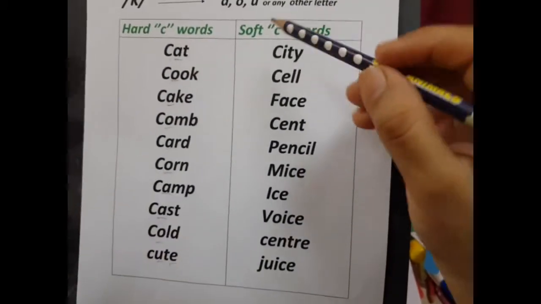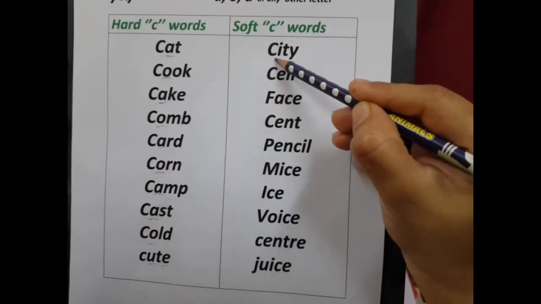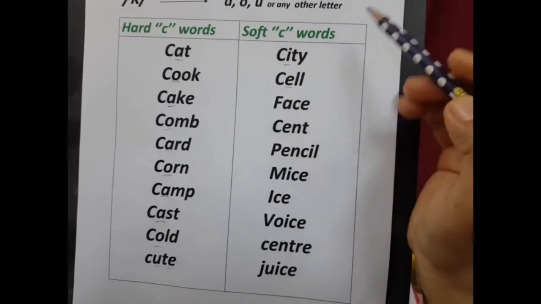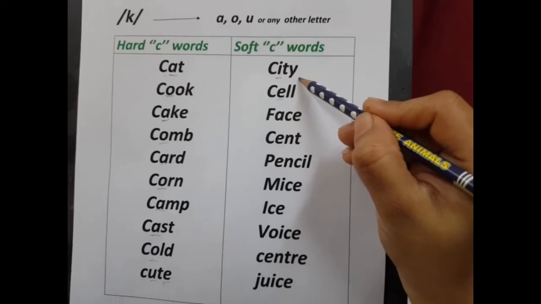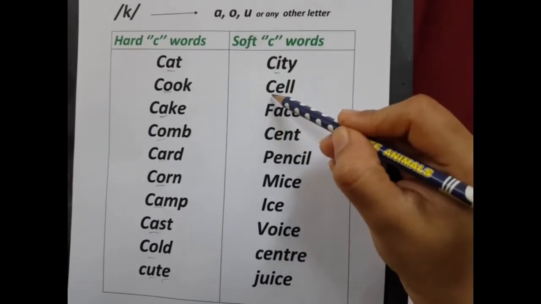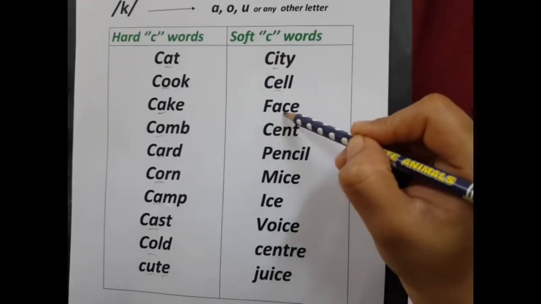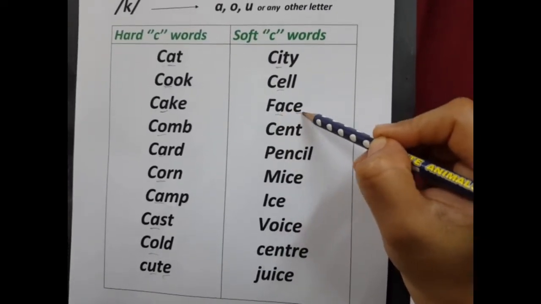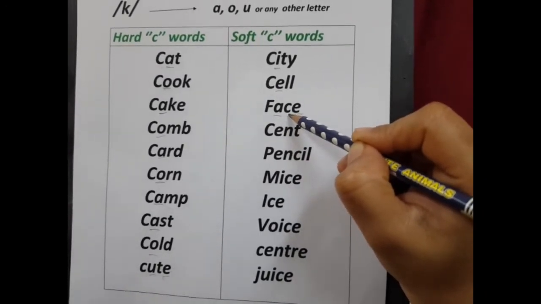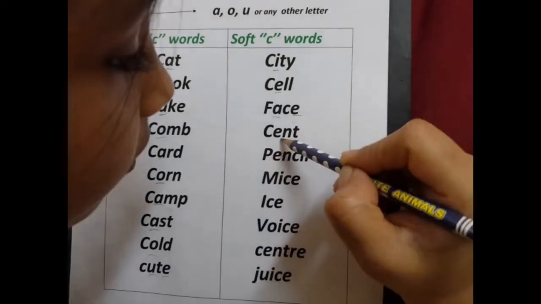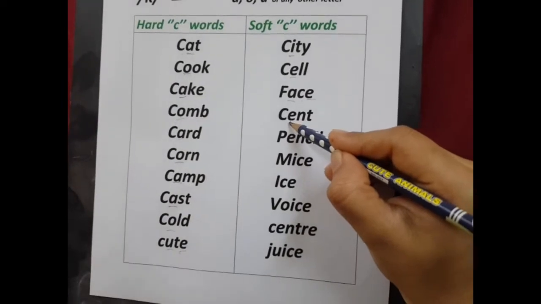Now look here. You have soft C words. Here it is going to make the S sound when it is with I, E and Y. Now tell me, what is C-I-T-Y? City. Very good. C-E-L-L. Cell. Very good. F-A-C-E. Face. Now, because it is with E, the C has the S sound. C-E-N-T. Scent.